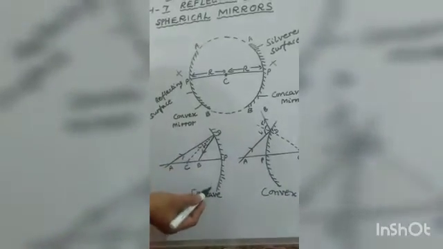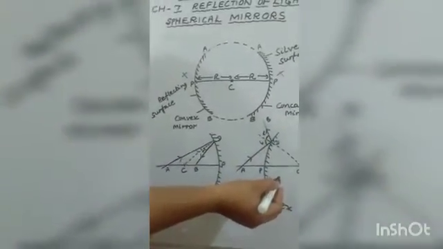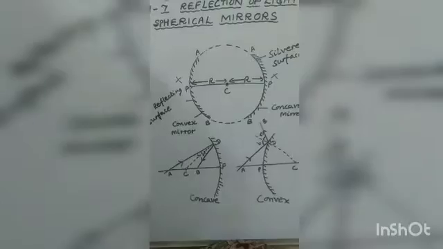So a concave mirror is made by silvering the outer surface of the piece of the hollow sphere such that the reflection takes place from the inner surface. And a convex mirror is made by silvering the inner piece of the hollow sphere such that the reflection takes place from the outer surface.